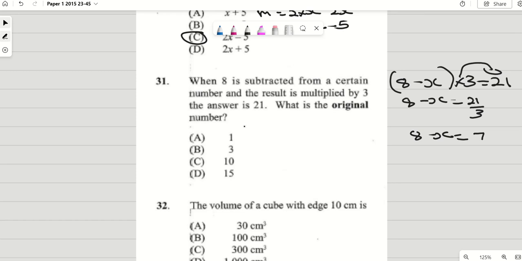7 3s are 21, right? So 8 minus what would give you 7? 8 minus 1 would give you 7. Or, make x the subject. The answer is 1, which is E.